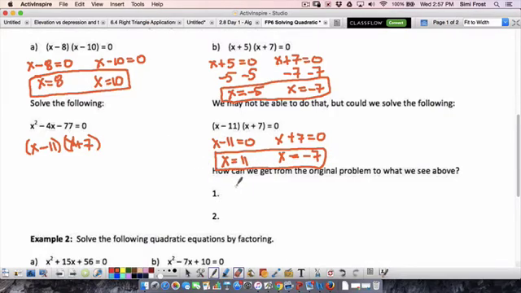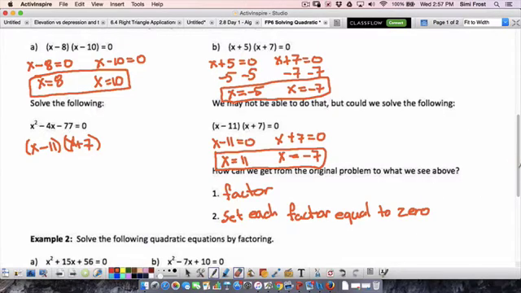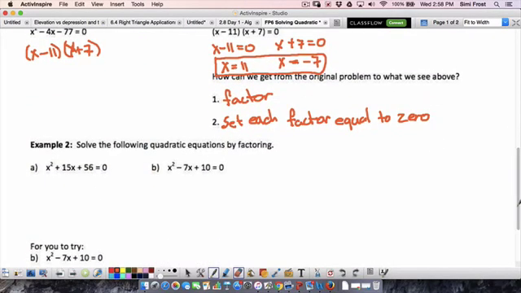So what are the steps here to solving a quadratic? Well, first you have to factor. And then you have to set each factor equal to 0. Okay, so let's try a couple of these. I'm not going to go over how to factor here. You can look at one of the last videos that I made to find out how to factor.